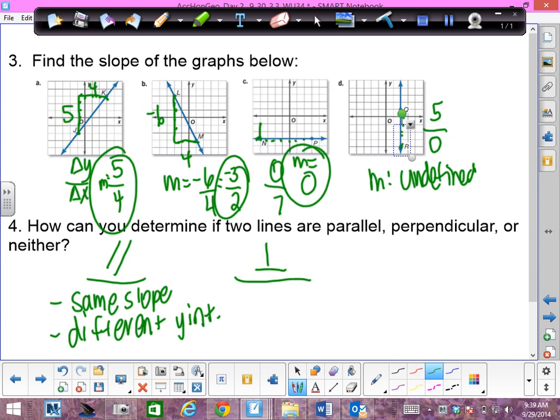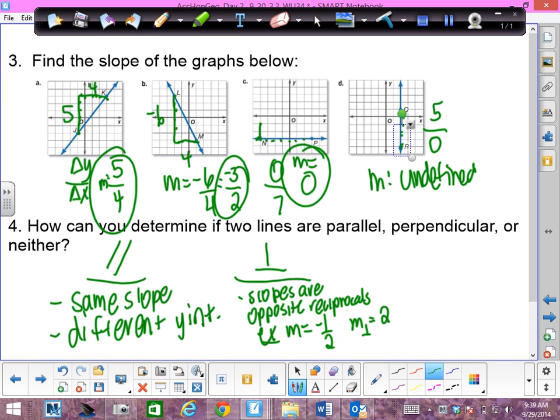Alright, that symbol means perpendicular. So remember, their slopes are opposite reciprocals. So that means, for example, if I had a slope of -1/2, the slope perpendicular to that would be +2, because that would be 2 over 1.